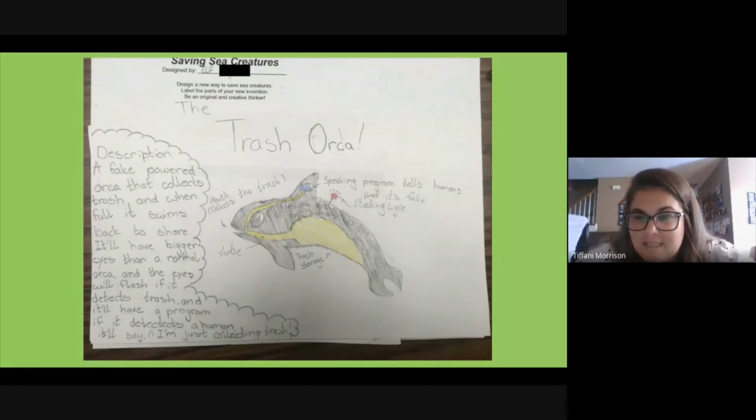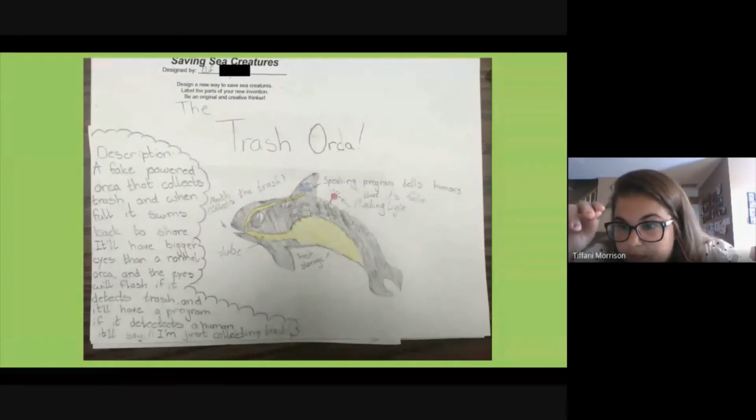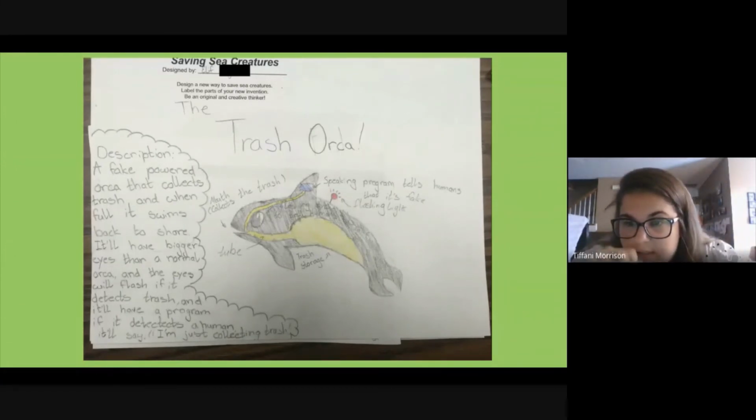And all the little details, the labels have the speaking area where you would speak into it, and then it labels a tube and where the trash is collected, and all those things. So it has all those labels around it.